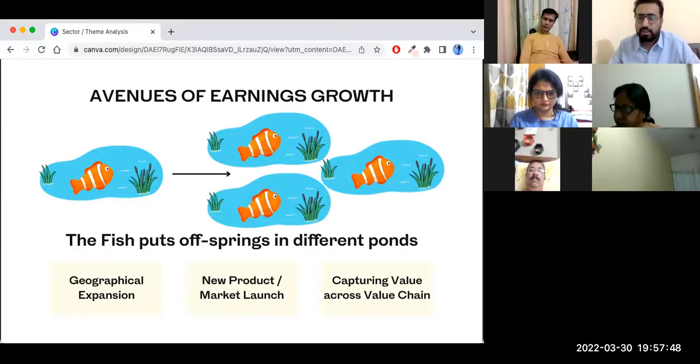Even with iPod. So with iPod, with the smartphone, with iPhone, and with AirPod, they have been launching newer and newer domains, newer sectors also. And third, I've kept it separate from geographical expansion and new product launch. That is capturing value across the value chain.